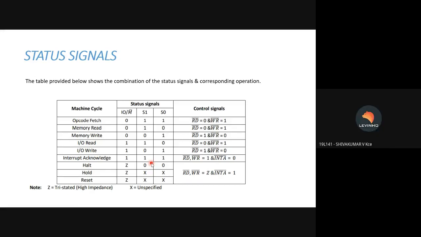During the interrupt acknowledge, the IO device requests the CPU to perform an operation, so that the CPU performs a certain operation. For example, consider a scenario. You are playing a game and you press a button, so the CPU will respond with the particular operation for pressing that button. So that is the interrupt acknowledge.